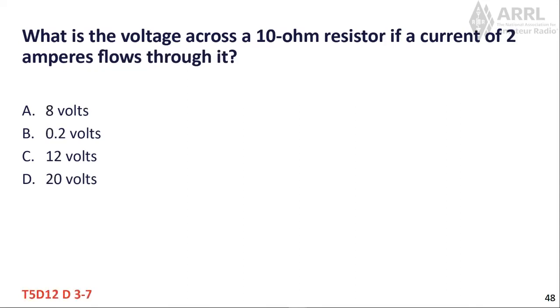Next. Okay, what is the voltage across a 10 ohm resistor if a current of 2 amps flows through it? So voltage is equal to I times R. 10 times 2 would be 20 volts. Answer D.